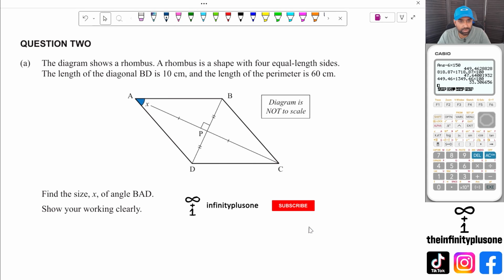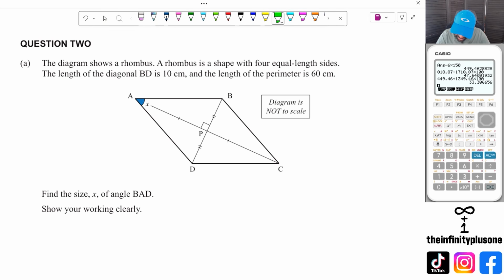All right, folks, so let's go with question 2A here. So what we've got is find the size of X, angle BAD. This is a bit interesting here. What do we got? Length of BD is 10 centimeters, so that's 10. If that's 10, the perimeter is 60. Okay, so we're kind of struggling here because we can't really see 4 equal length sides. Oh, right, okay, that took me a while.